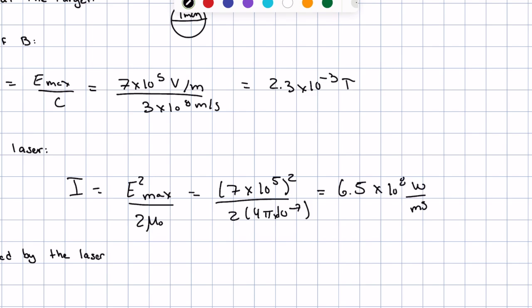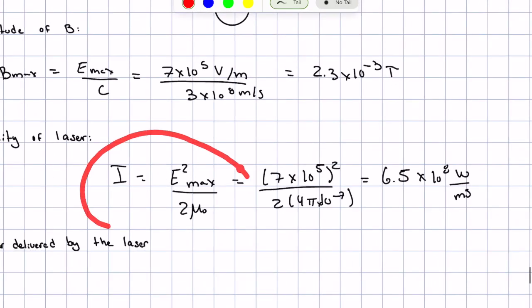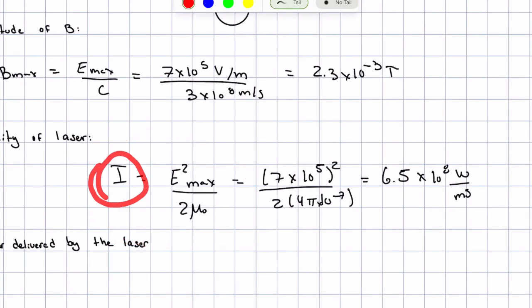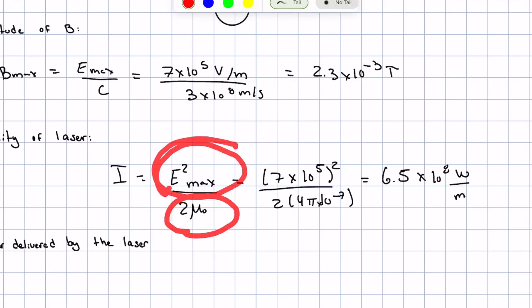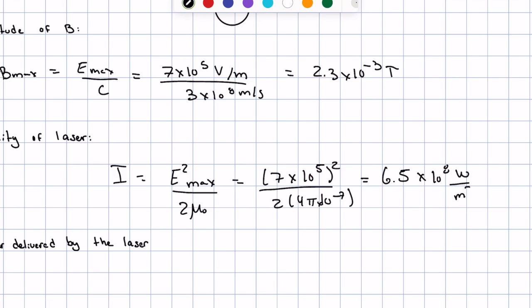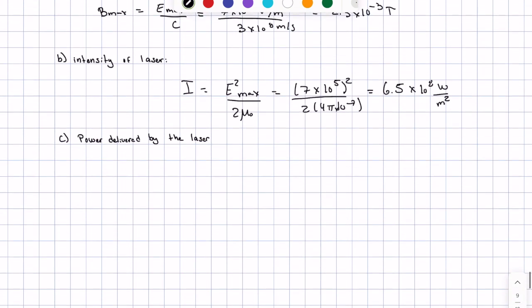The reason I don't really care too much is because I know that these equations work, and I know that the intensity has a certain unit, watts per meter squared. And essentially, if you make sure that E is in the right units and mu naught is in the right units, everything is going to work out at the end. So that's what we get for the intensity.